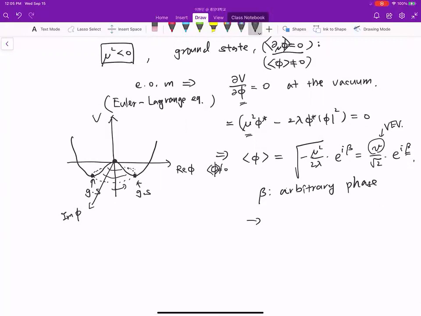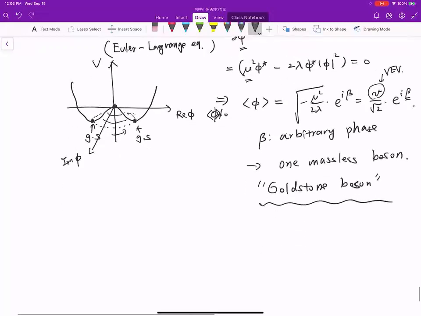And then there is no energy cost, even if you are moving around in the valley, you are free to choose any point along the valley, right? So that means there would be a massless boson appearing. We call this the Goldstone boson. So this is due to the vacuum structure. The vacuum structure tells you that there is some degeneracy of vacuum. There is no unique choice of vacuum in this case. So that corresponds to a massless boson.